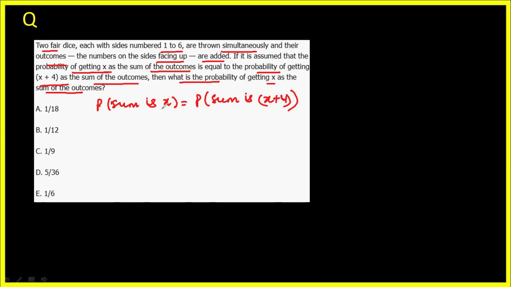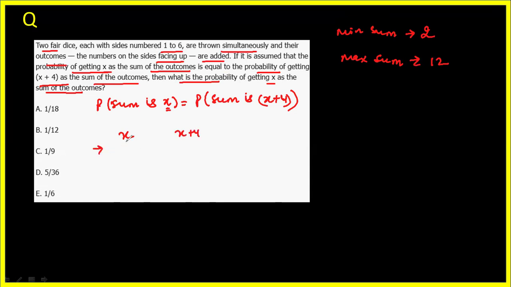Now, how can the sum be possible for the two throws? Can we say the minimum sum? If two throws are there, the minimum sum possible is 2, and the maximum sum possible when two dice are thrown is 12. So let's understand how you can get a sum as x, and how you can get that the sum is x plus 4.